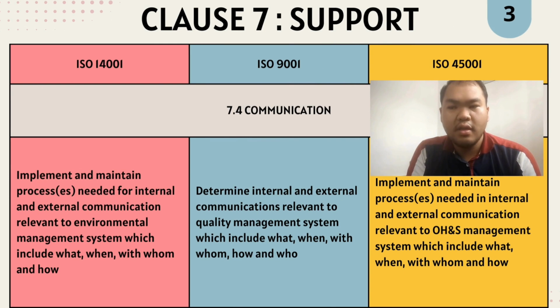Next is 7.4 Communication. For ISO 14001, implement and maintain processes needed for the internal and external communication relevant to the environmental management system, which include what, when, with whom, and how. For ISO 9001, determine internal and external communication relevant to the quality management system, which include what, when, with whom, how, and who. For ISO 45001, implement and maintain processes needed for internal and external communication relevant to the OH&S management system, which include what, when, with whom.